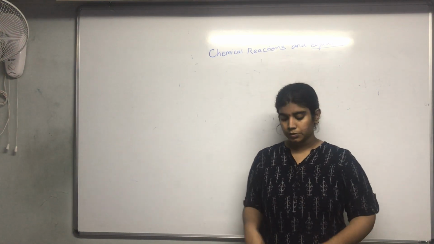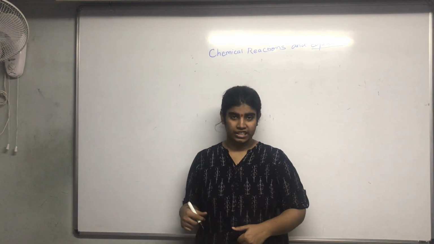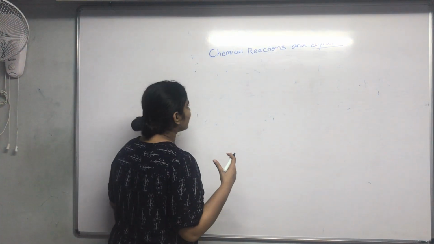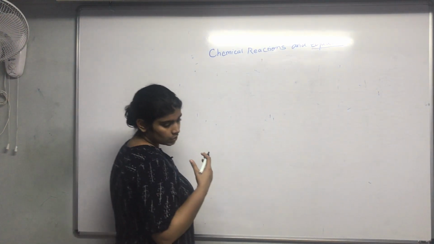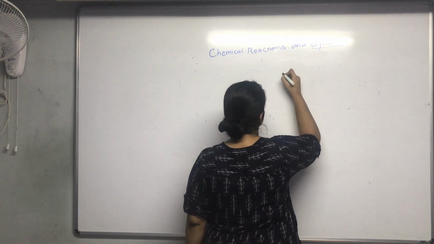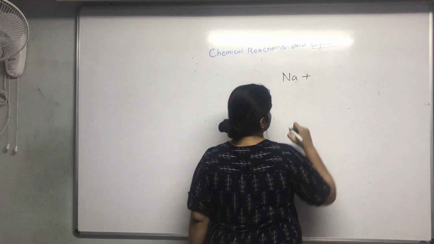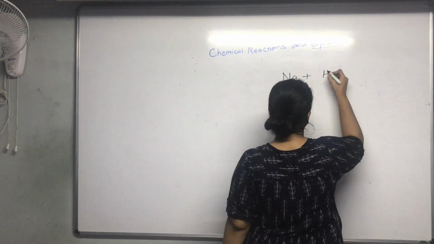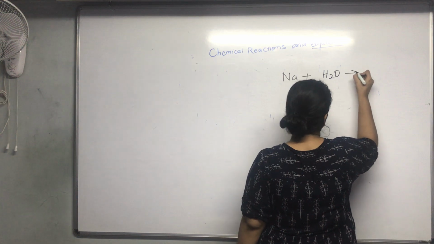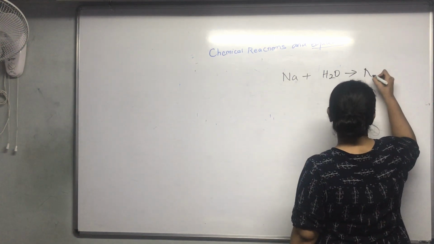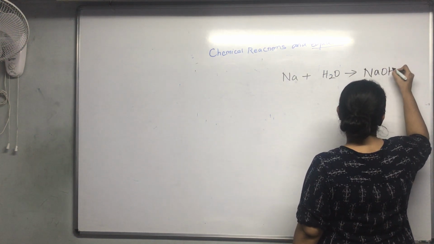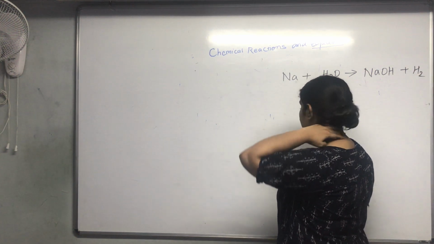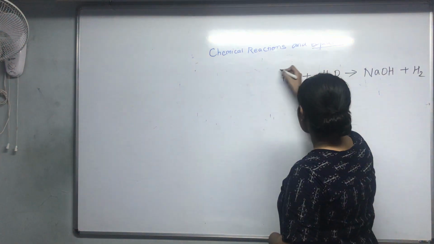Okay, so we will continue with the balancing of reactions, that is, the chemical equation. Now the example which I am going to take is of sodium reacting with water, giving you sodium hydroxide plus hydrogen. Now the very first thing you all have to do is box these reactants.